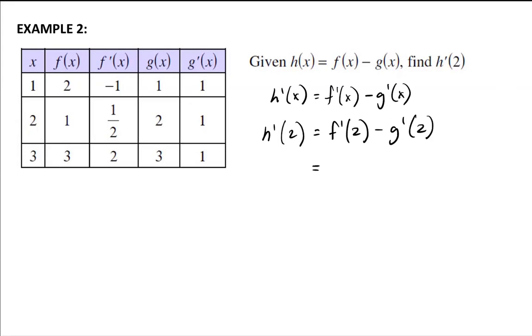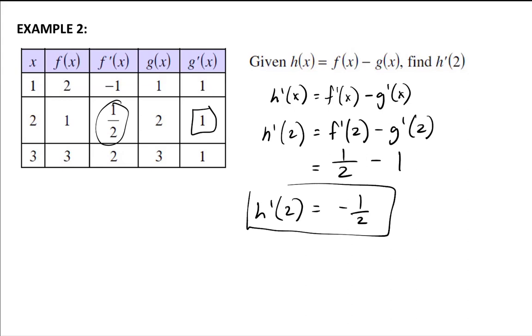f prime of 2 is 1/2. G prime of 2 is +1. So 1/2 minus 1 is -1/2. The slope at 2 for h is -1/2.